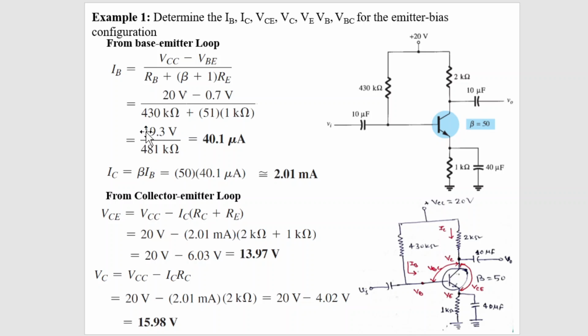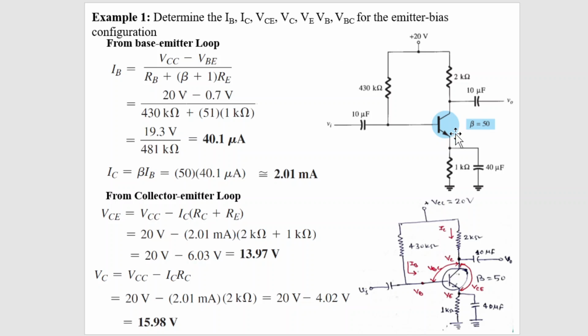So if you do that, that is 20 minus 0.7, that is 19.3 volt, and 430 plus 51, that is 481 kilo ohm. So 19.3 volt divided by 481 kilo ohm will give 40.1 microampere current. So this is basically the value of IB which is asked to be determined in the emitter bias configuration.